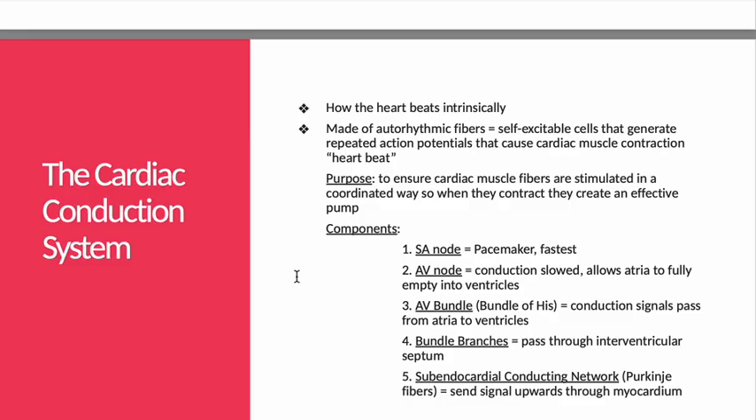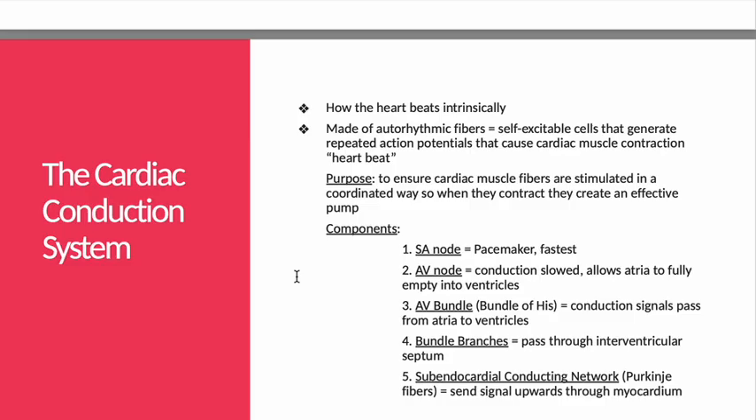We need our heart to be an effective pump. It's going to pump blood out to the lungs and to the entire body. So we need that to happen in a coordinated manner so blood flows in one direction and in one kind of fluid motion, which we'll go through step by step.